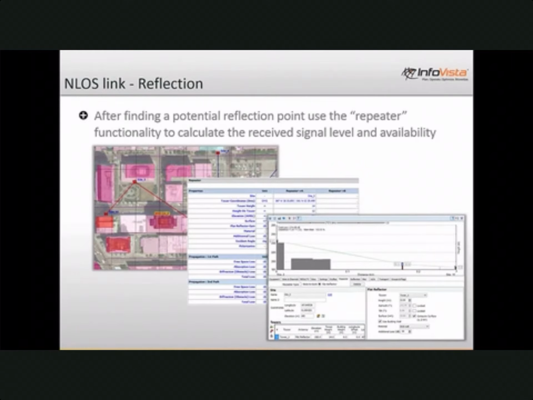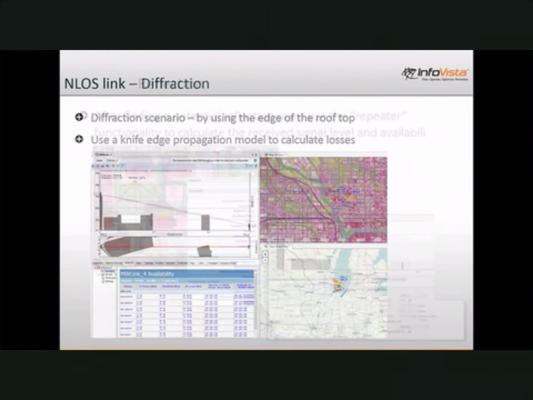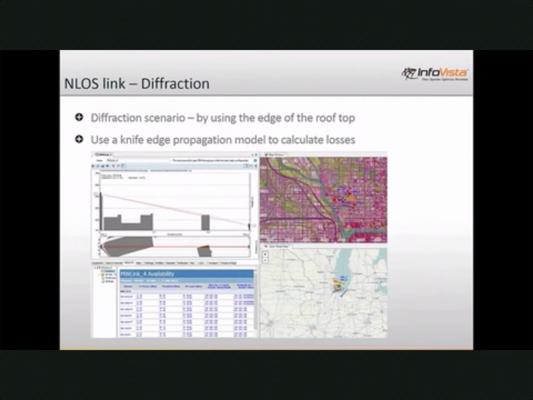You can't go from up to down and up again. That will not work. The reflection will continue in the direction as it has started. But all those things can be easily solved within the tool. That was the reflection scenario.